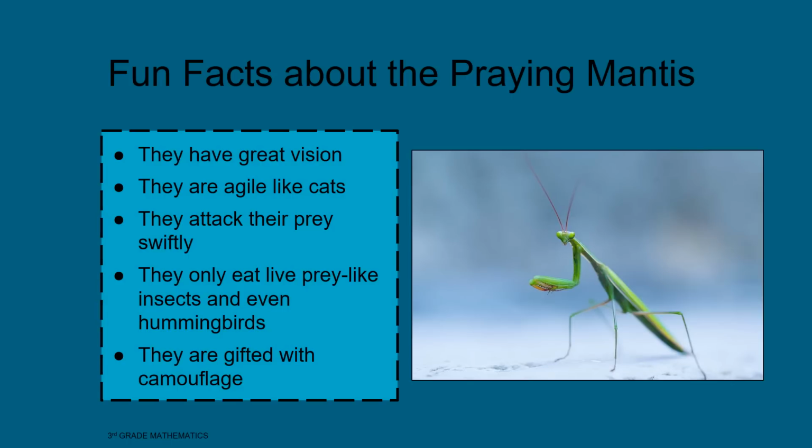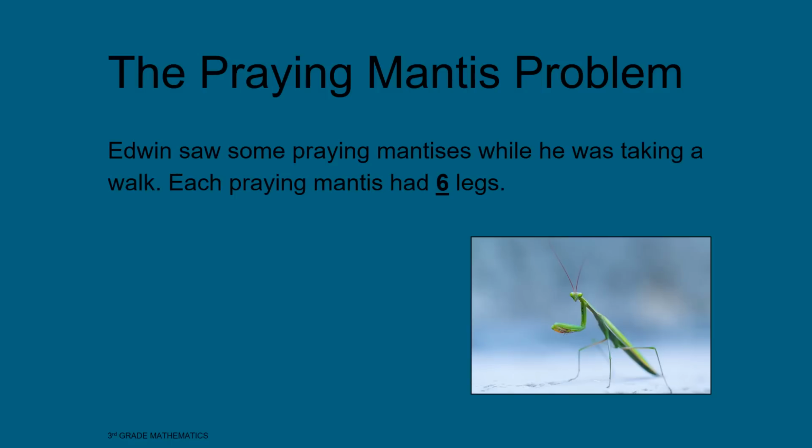Here are some fun facts about the praying mantis. They have great vision. They are agile like cats. They attack their prey swiftly. They only eat live prey like insects and even hummingbirds. And they are gifted with camouflage. Now back to our problem. Follow along as I read it aloud.